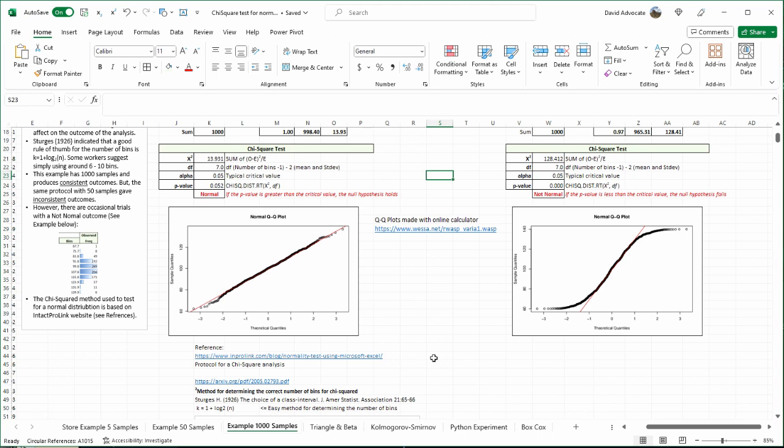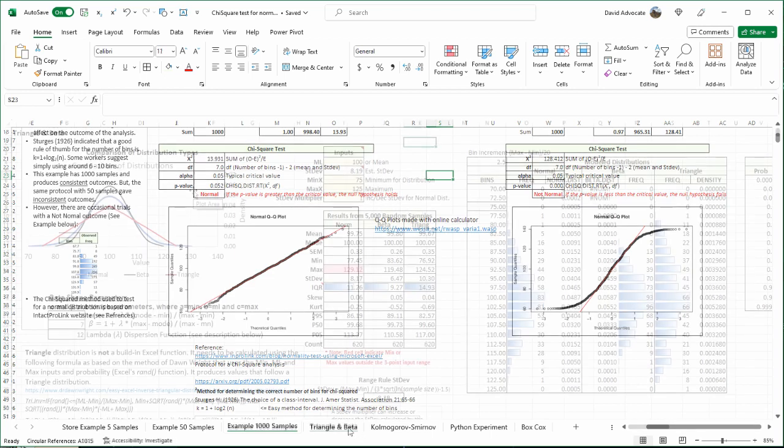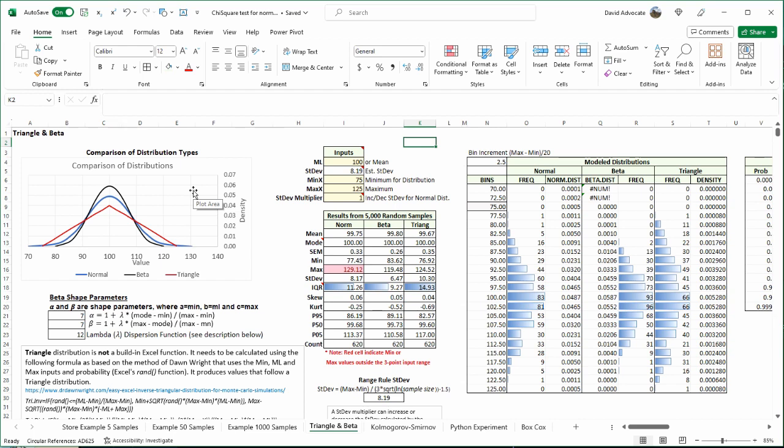So next we're going to look at the normality test we get from symmetrical triangle and beta distributions. In this example, I'd like to examine a beta and triangle distribution and see how they compare to a normal distribution. We see the beta in black and the triangle in red, and how they compare to the normal in blue. The triangle and the beta are both bounded, so they don't continue out, whereas the normal's tails continue out.